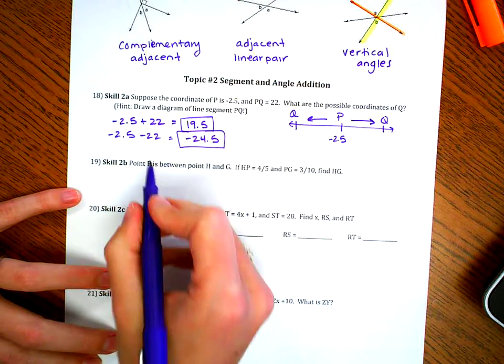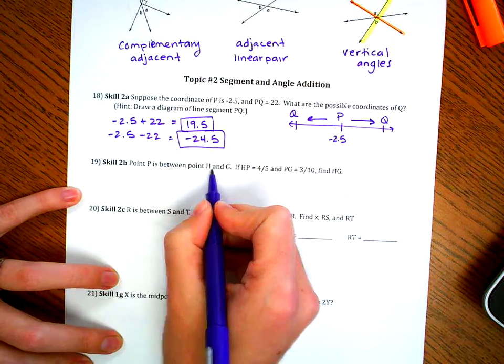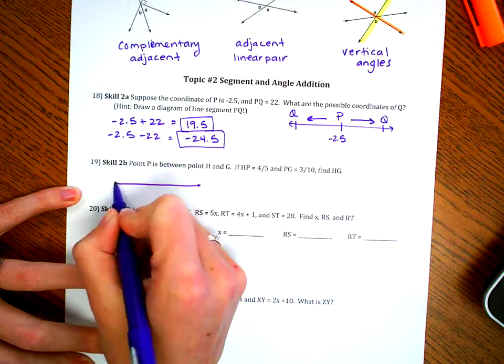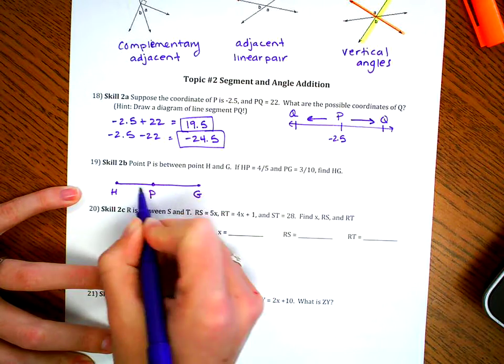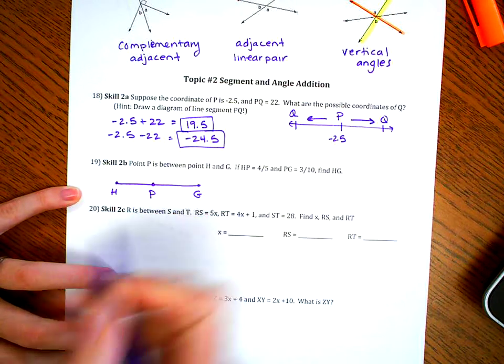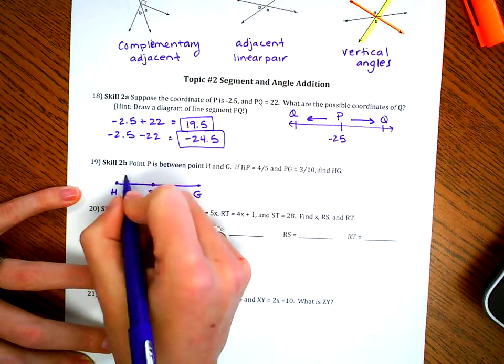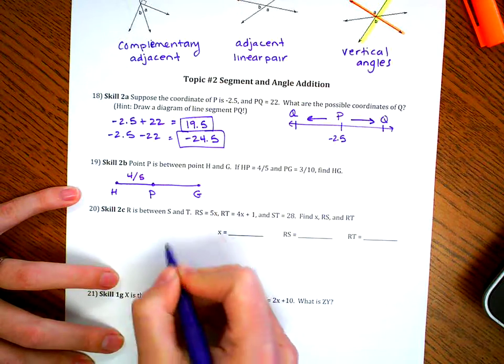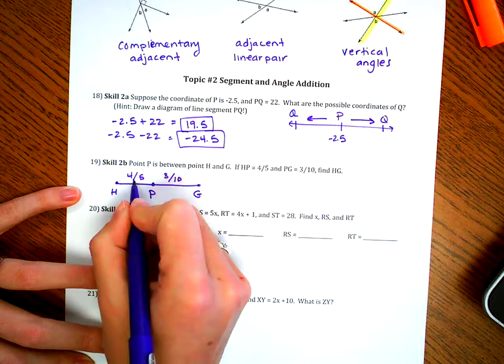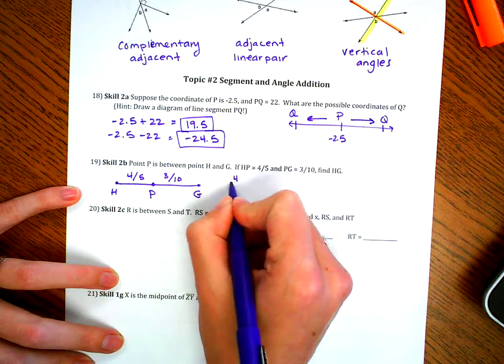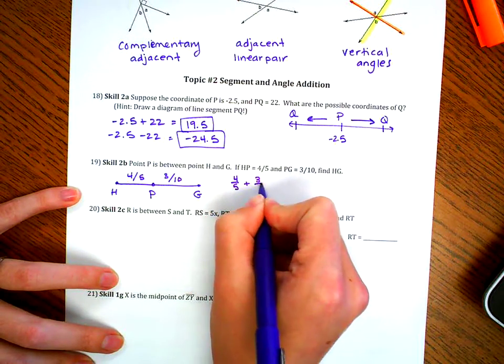Number 19. Point P is between point H and G. So if I'm going to draw a picture, here's H, here's G, and we know that P is somewhere in between. It could be drawn anywhere on here. We don't know how far yet. But we do know that HP is 4/5, and PG is 3/10. Find HG. Well, the whole thing is just the sum of its two parts. So let's just do 4/5 plus 3/10.